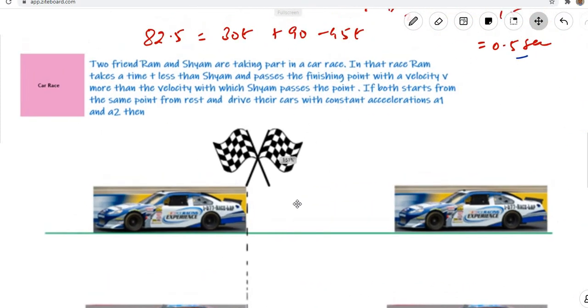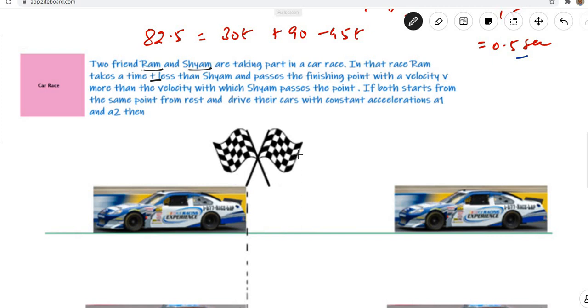What does this next problem say? There are two friends, Ram and Sham, taking part in a car race. In that race, Ram takes time t less than Sham and passes the finishing point with a velocity v more than the velocity with which Sham passes the point. If both start from the same point from rest and drive their cars with constant accelerations a1, a2, then we need to find out the relation between them.